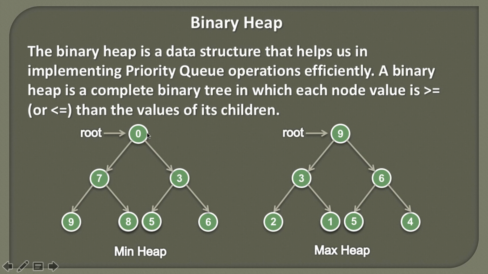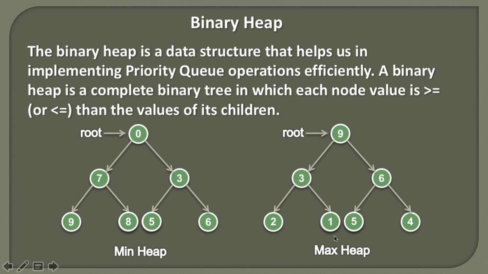If we take an example of the node having value 0, then its children, 7 and 3, have values greater than the parent. So in the min heap the parent value is less than or equal to the value of its children. Also, if we take a node having value 7, then both its children, 9 and 8, have values greater than 7. And if we take 3, then both its children, 5 and 6, have values greater than the parent. This property is true for each and every node of the binary heap.